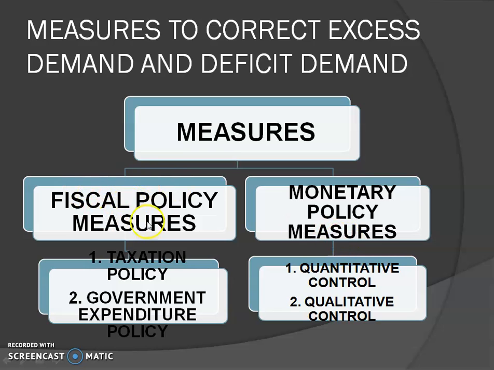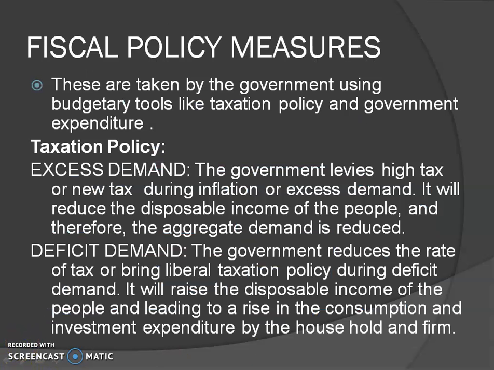Fiscal policy measures include taxation policy and government expenditure policy. Then monetary policy includes quantitative control and qualitative control. Let us discuss it in detail. First one, fiscal policy. These are taken by the government using budgetary tools like taxation policy and government expenditure.